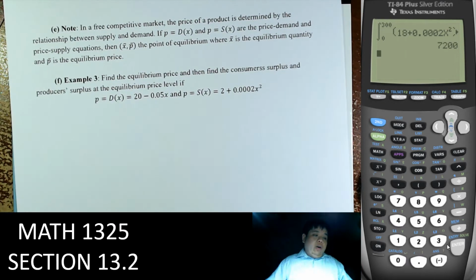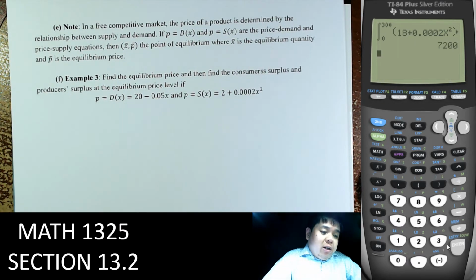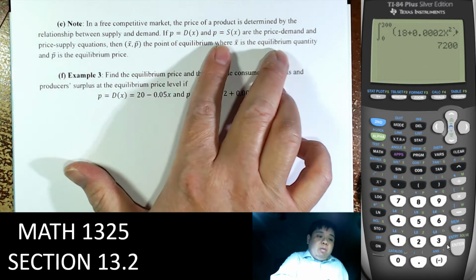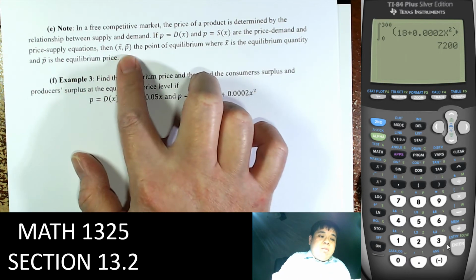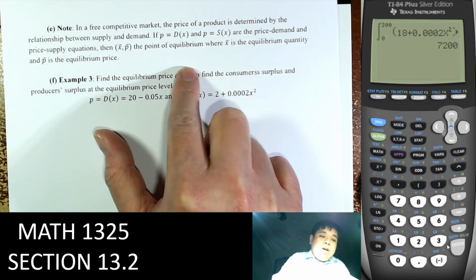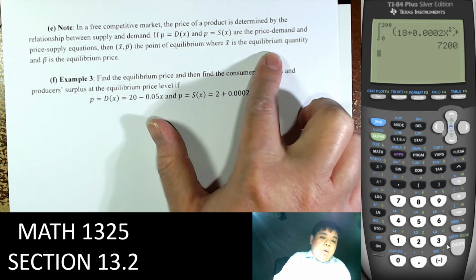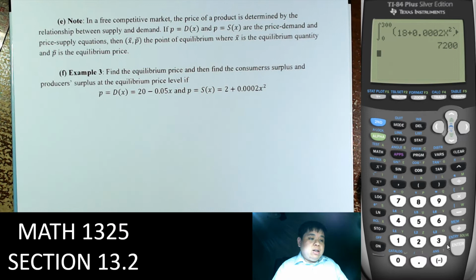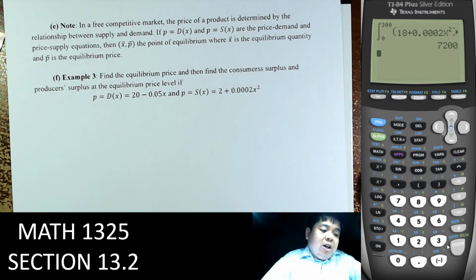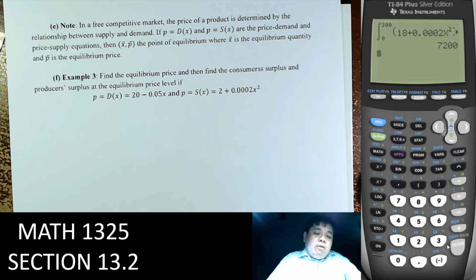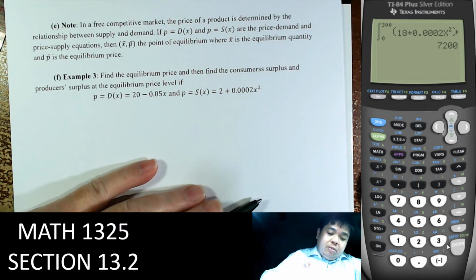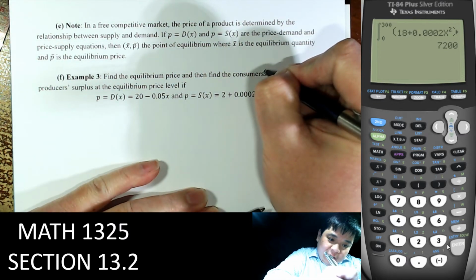Now, note that in a free competitive market, the price of the product is determined by the relationship between the supply and demand. So if we have the price demand and price supply equations, the point X bar, P bar represents the point of equilibrium, where X bar is the equilibrium quantity and P bar is the equilibrium price. We have this example here: find the equilibrium price and then find the consumer surplus and the producer surplus.